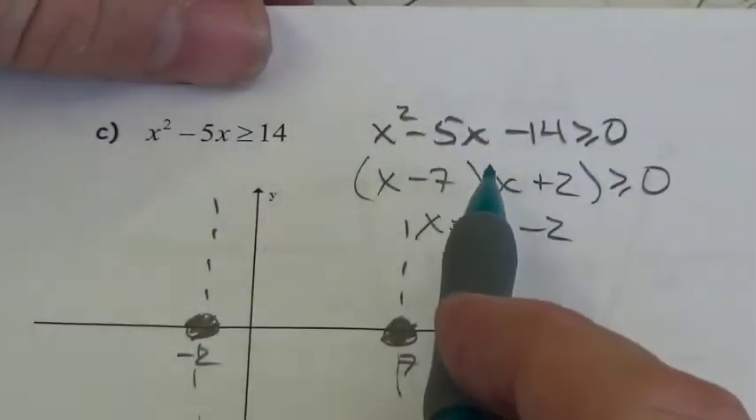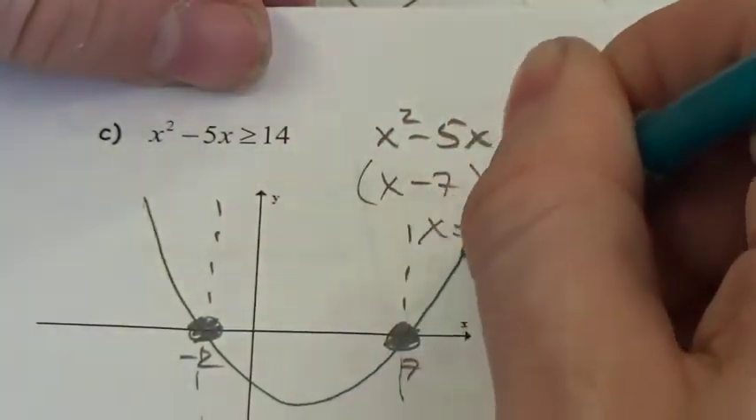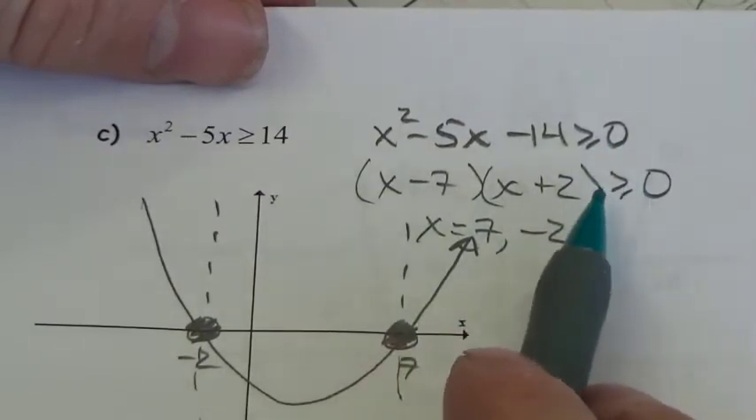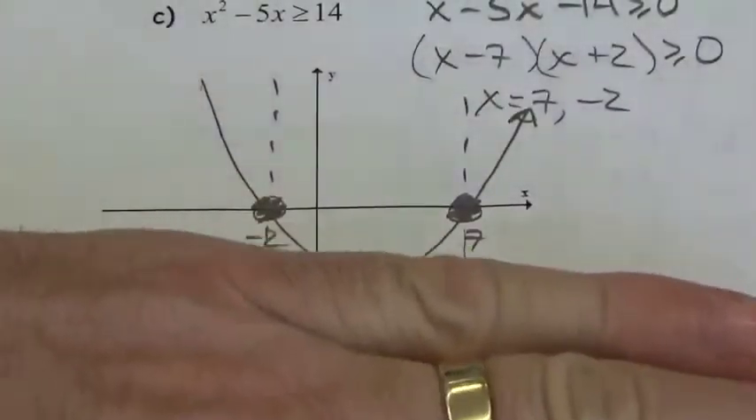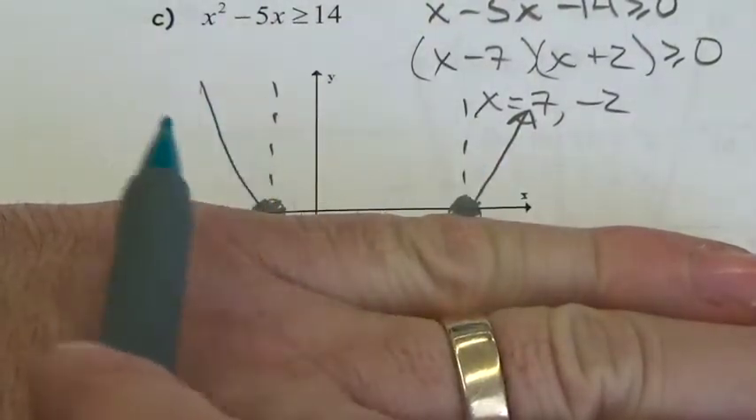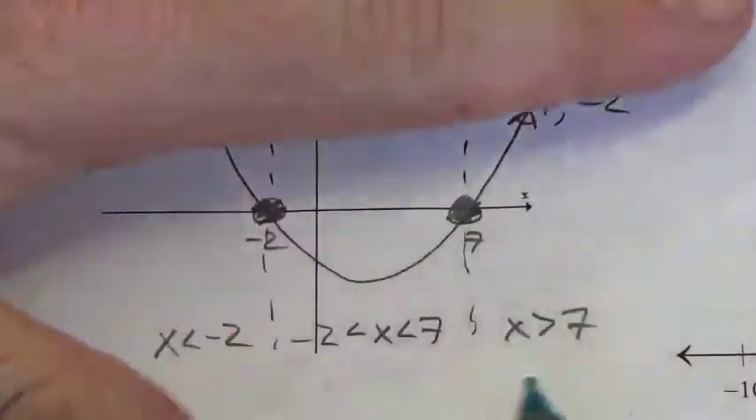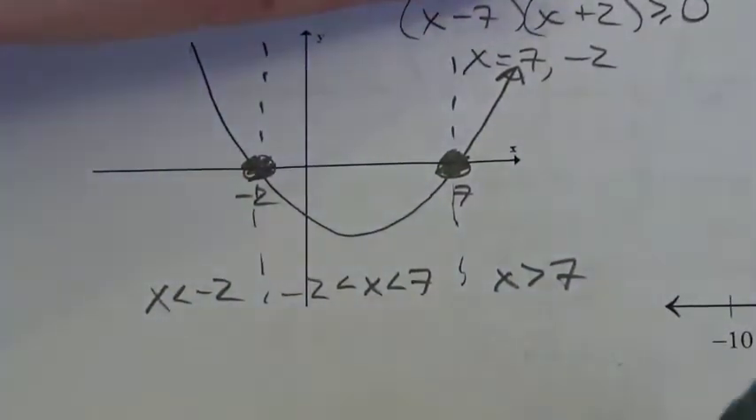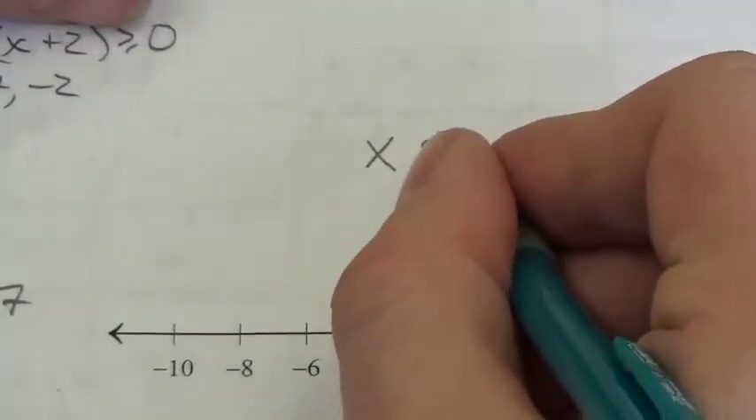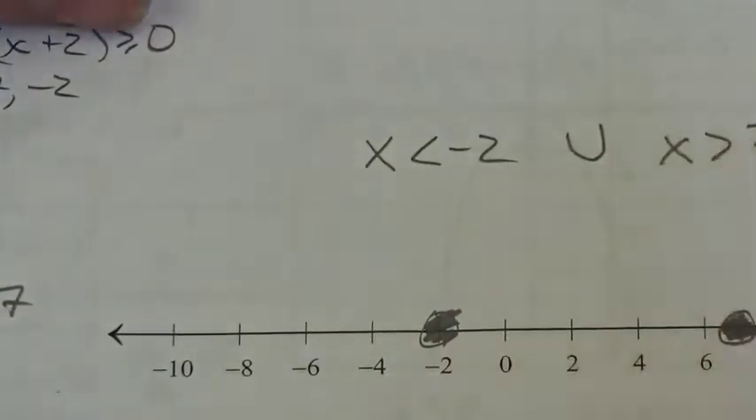This parabola has a positive leading coefficient, so it's going to open up. I am interested in where this parabola is greater than or equal to 0, which means I am going to cover up everything that's below. And when I look at what I'm seeing right now, I'm seeing this interval and this interval. That's where my line is drawn. So that means x is less than negative 2 or x is greater than 7. So there's my solution. x is less than negative 2, union, x is greater than 7.